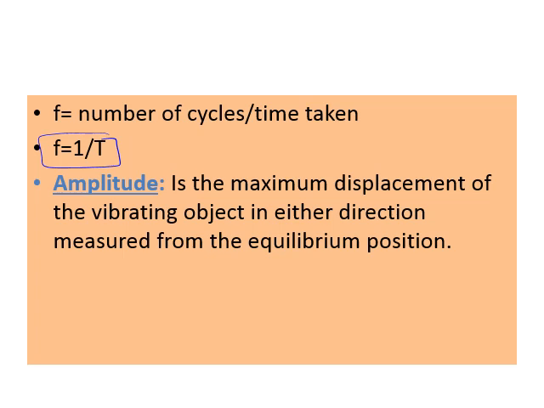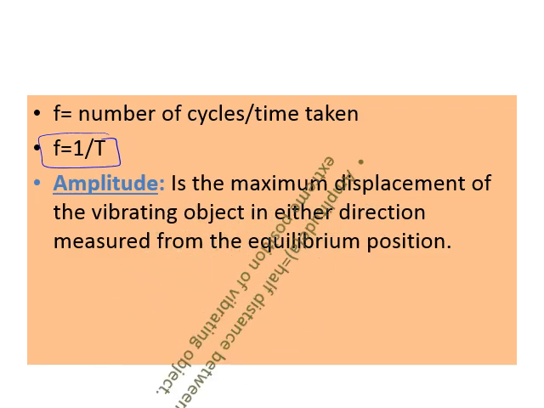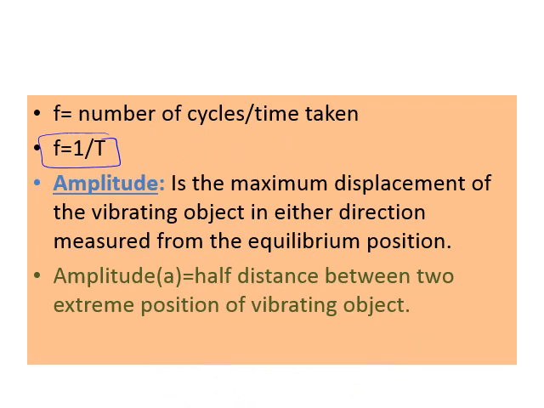Amplitude is the maximum displacement of the vibrating object in either direction, measured from the equilibrium position. Amplitude A is equal to half the distance between the two extreme positions of the vibrating object. Amplitude is here.